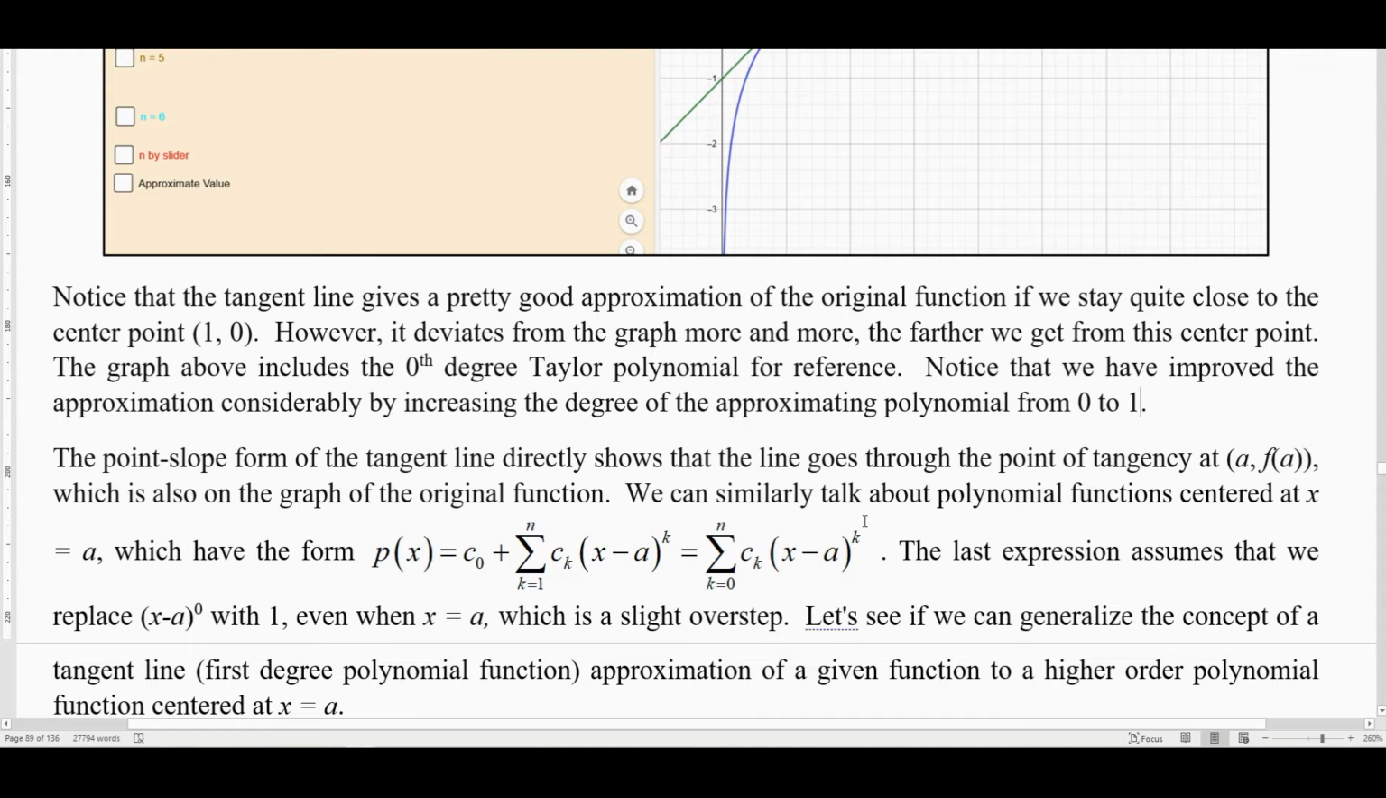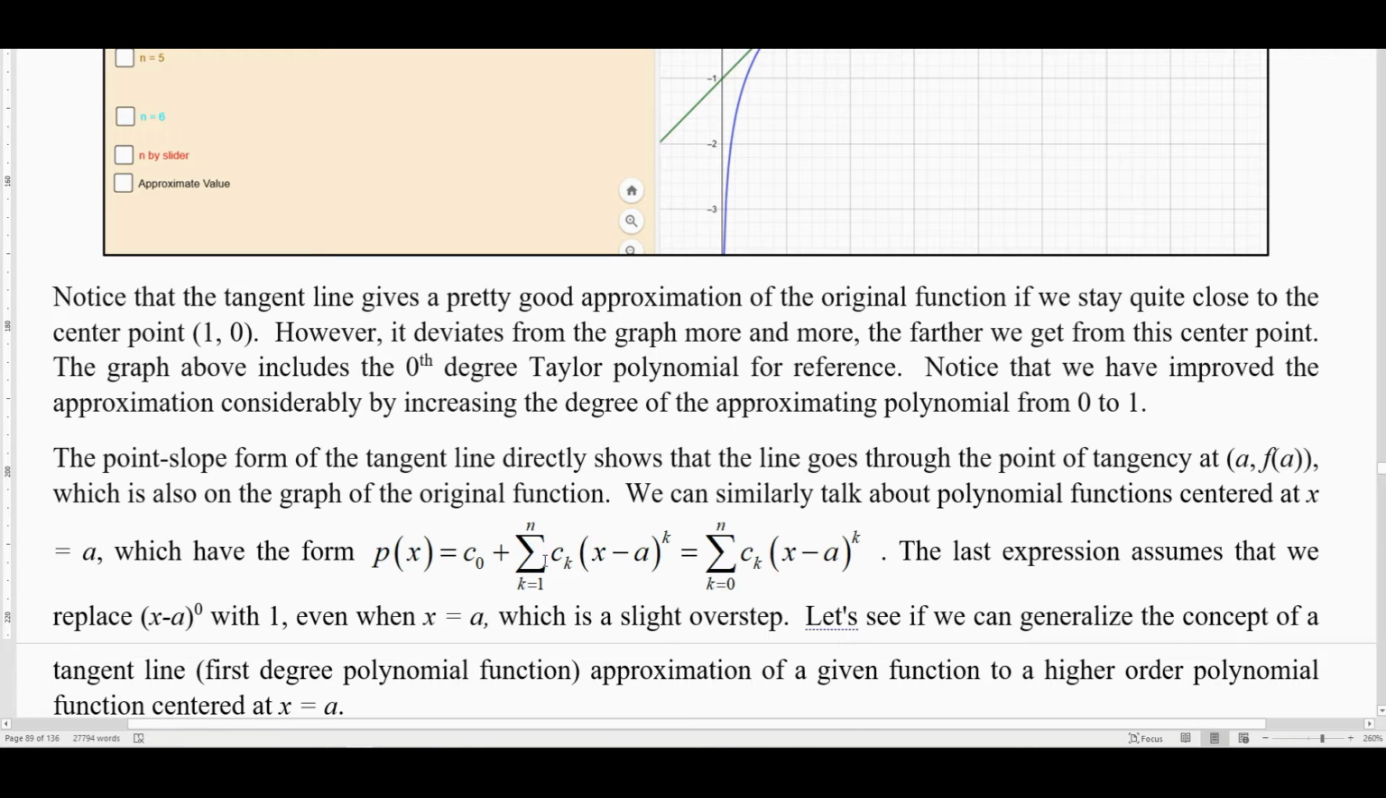Okay. The point-slope form of the tangent line directly shows that the line goes through the point of tangency, and we can simply talk about polynomials centered at x equals a, which will have this form: the constant term, and then the sum from k equals 1 to n, whatever the degree is, of some coefficients c sub k times (x minus a) to the k. So this is going to be a polynomial expression centered at x equals a. Right? So it'll be c0 plus c1 times (x minus a) plus c2 times (x minus a) squared plus c3 times (x minus a) cubed and so forth.